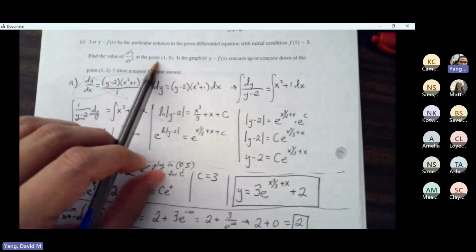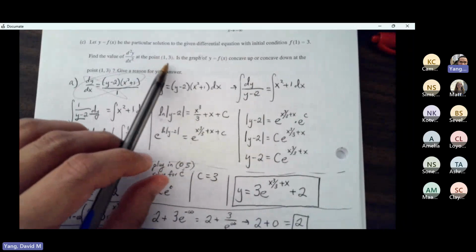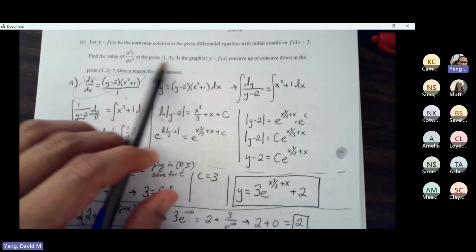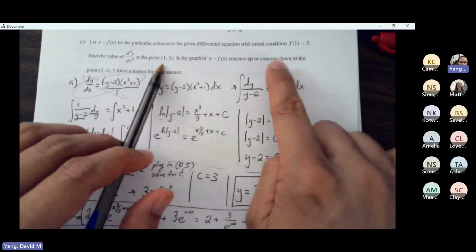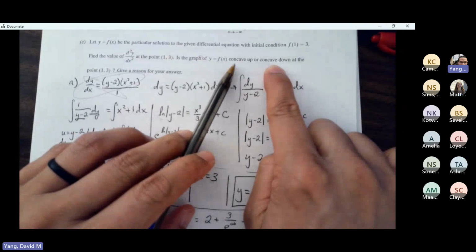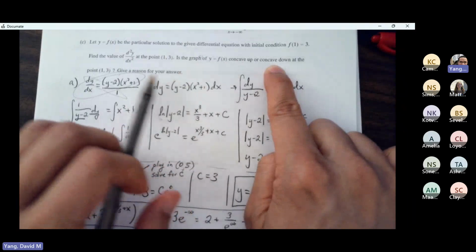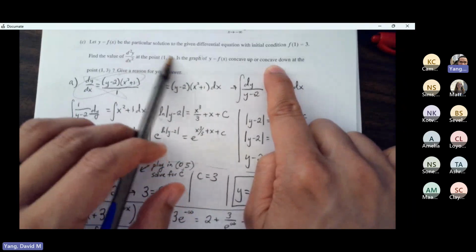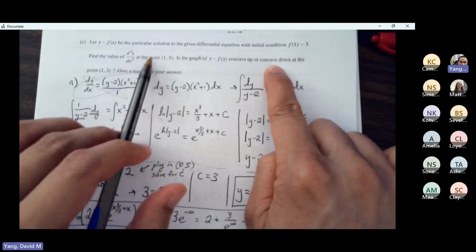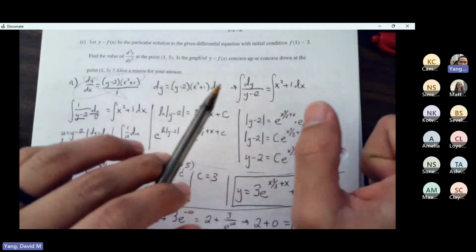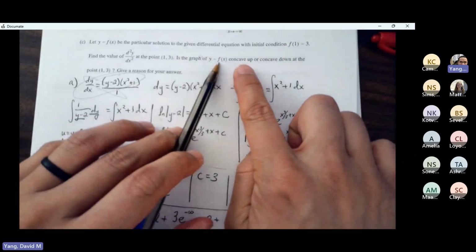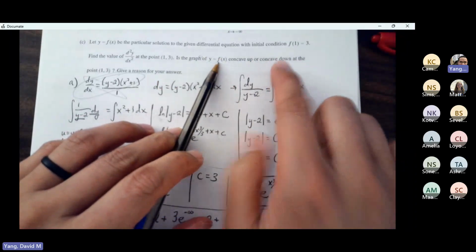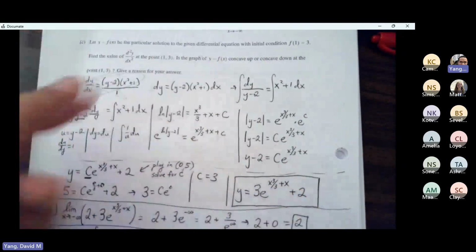So I have my second derivative expression in terms of x and y. I can replace every x and y with 1 and 3. And then once I get that number, I'm going to translate that number as telling me concave up or concave down. So I should be able to plug my ordered pair into my second derivative and get either a positive or a negative number. If I get a positive number, I know that my graph of f of x must be concave up. If I get a negative number, it's telling me that my graph of f is concave down.